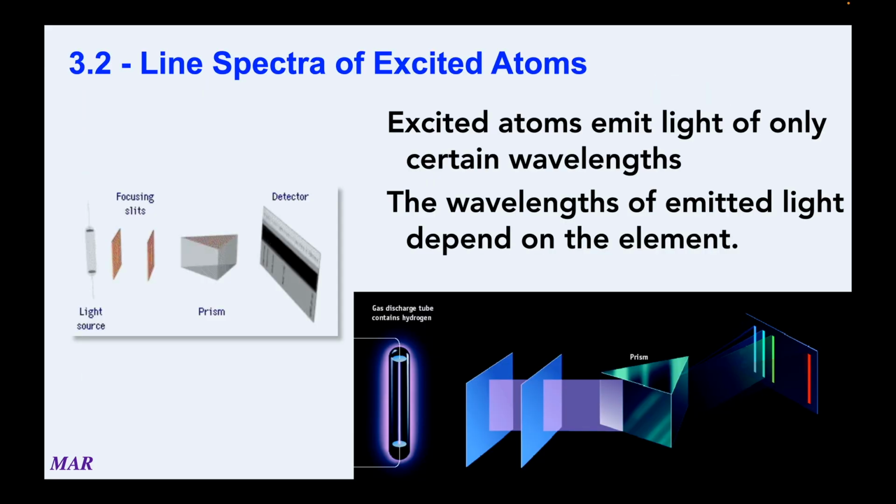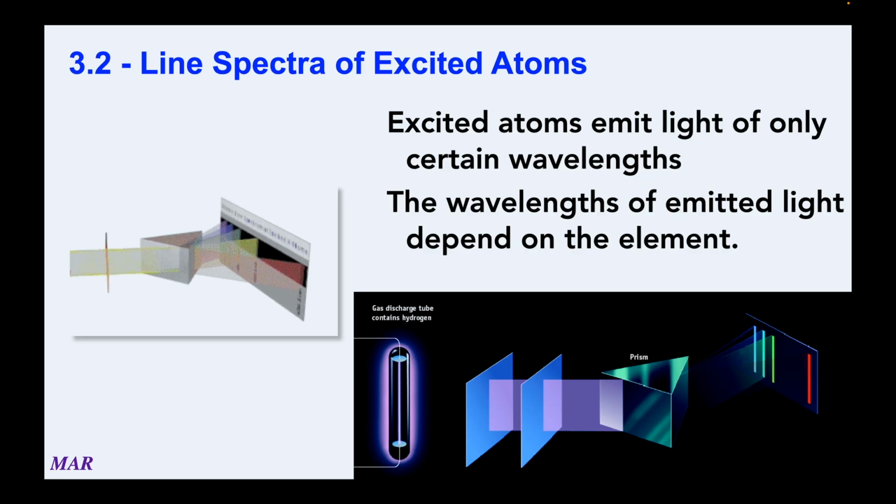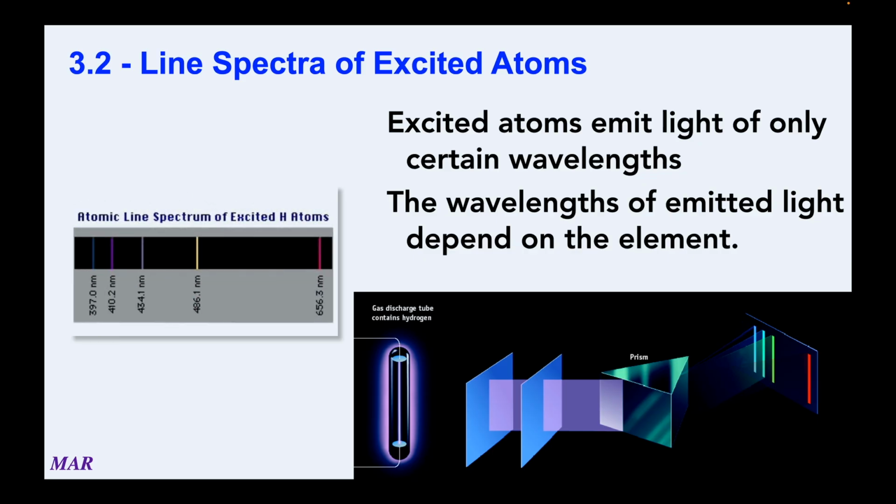If a high voltage is applied to an element in the gas phase, the element emits light. Using a prism, we can split the light into its component colors. Every element emits a distinct set of colors unique to that element.